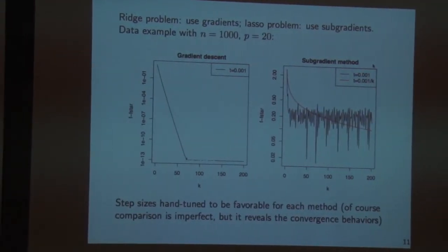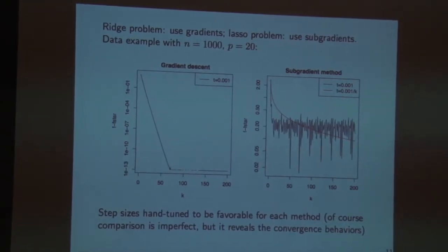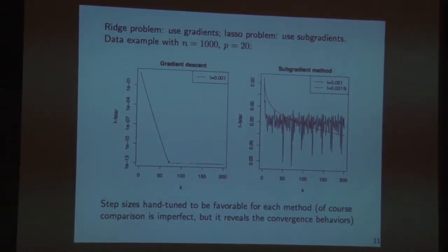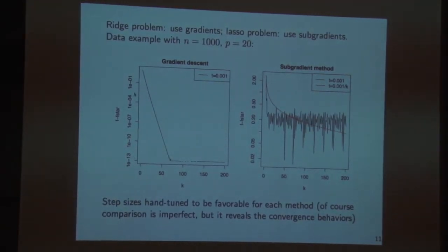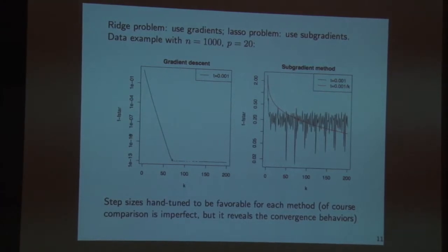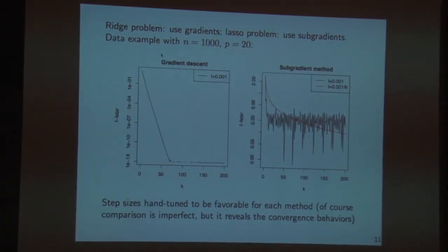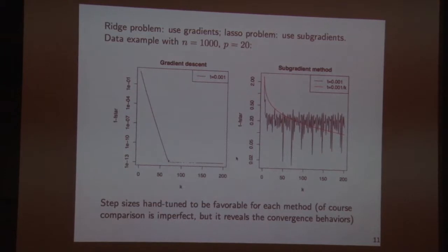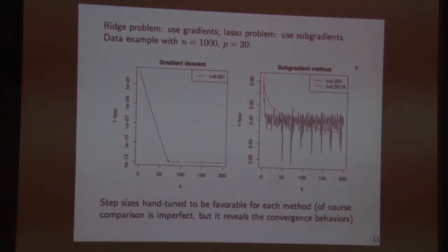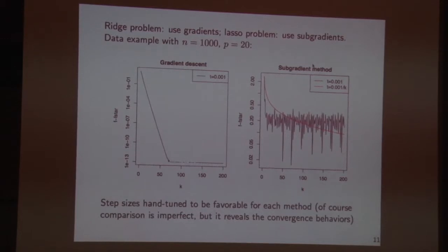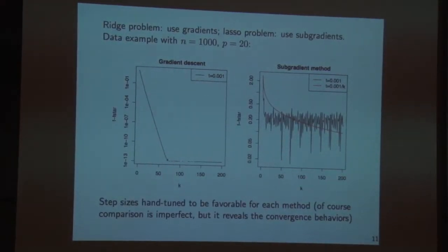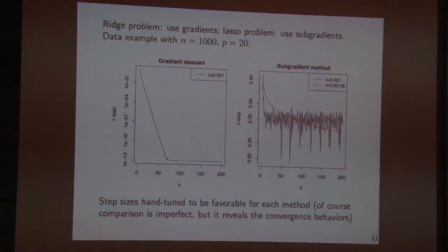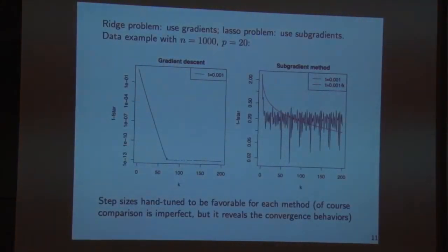And I tried to hand tune the step sizes in each case to make the algorithms converge as favorably as possible. What I'm plotting is, on a log scale, the difference between f and the optimal criterion value for the ridge penalized problem where I can apply gradient descent, and for the lasso penalized problem where I have to apply subgradient method. At least so far, we don't know how to minimize the lasso penalized logistic regression problem with the methods that we've learned unless we're using subgradient method, because all we have in our toolkit is gradient descent and subgradient method, and it's not differentiable.